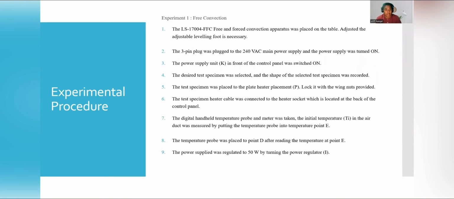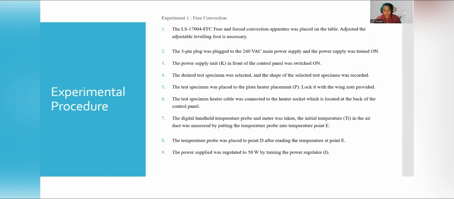I will continue the slide presentation with the experimental procedure. Experiment 1 is the free convection. Procedure number 1: the LS17004 free and forced convection apparatus was placed on the table. The adjustable leveling foot is necessary. Next, the 3-pin plug was plugged to the 240 VAC main power supply and the power supply was turned on. The third is the power supply unit K in front of the control panel was switched on.